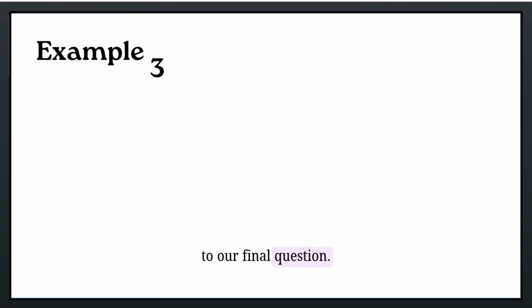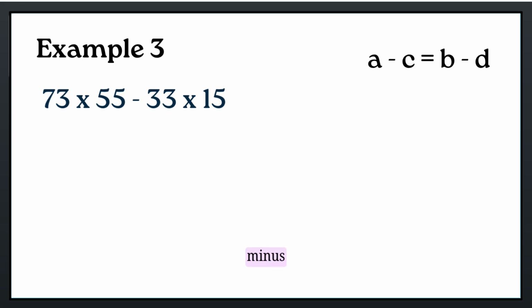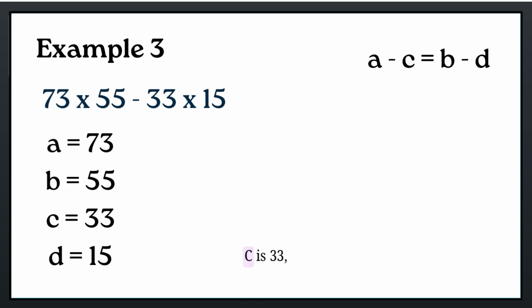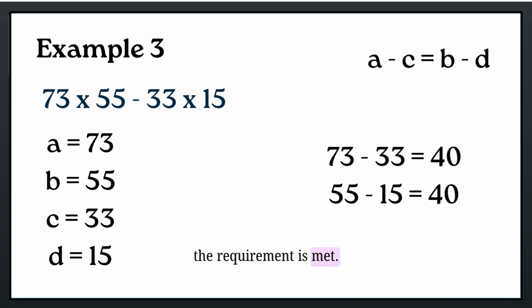Let's move on to our final question. Example number 3 is the following. 73 times 55 minus 33 times 15. We will now substitute the numbers with their corresponding variables. A is 73, B is 55, C is 33, and D is 15. As you should know by now, you will need to check the expression to see if the requirement is met. So let's check. 73 minus 33 would be 40, and 55 minus 15 is also 40. Therefore, the requirement is met.